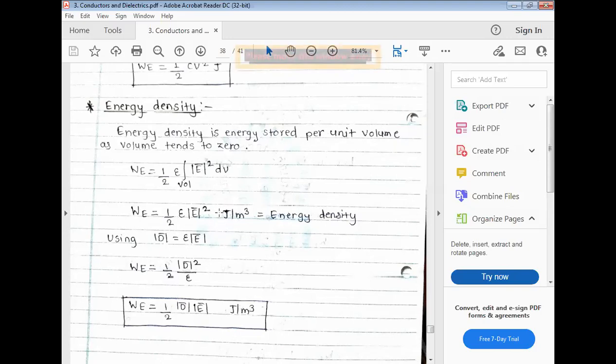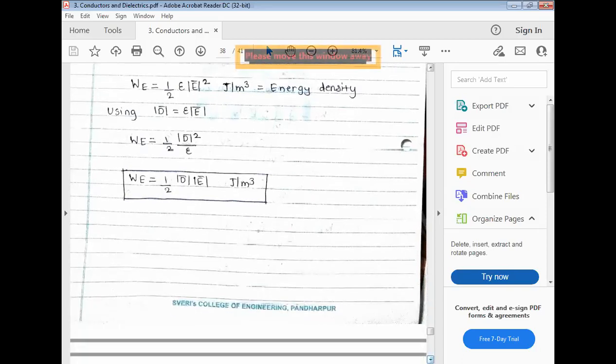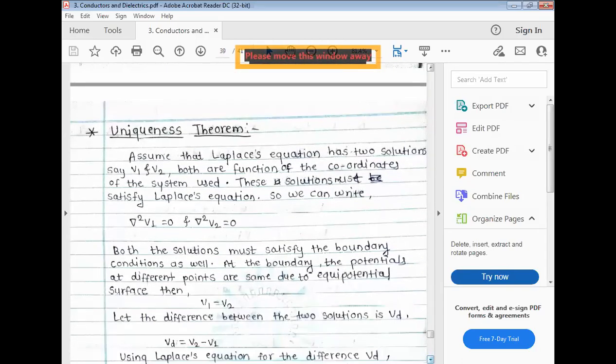For energy density, the unit is joule per meter cube. Then after that, you can relate this or not, this is dependent on you. But the final equation is WE is equal to 1 upon 2 epsilon E square, in joule per meter cube. If you want to write it in terms of D bar, you can use the relation D bar is equal to epsilon E bar. So you can write it in terms of D bar also. And if they are asking the unit for energy density, it is joule per meter cube.